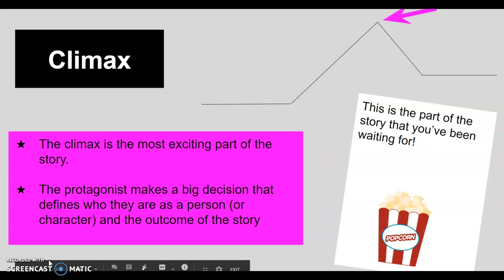Climax. This is the most exciting part of the story. The protagonist makes a big decision that defines who they are as a person or character and the outcome of the story. This is the part of the story you've been waiting for.